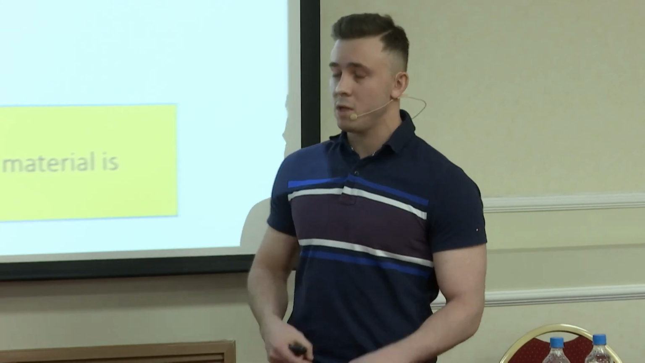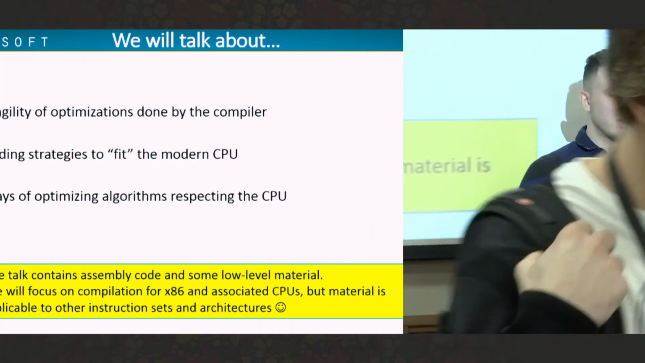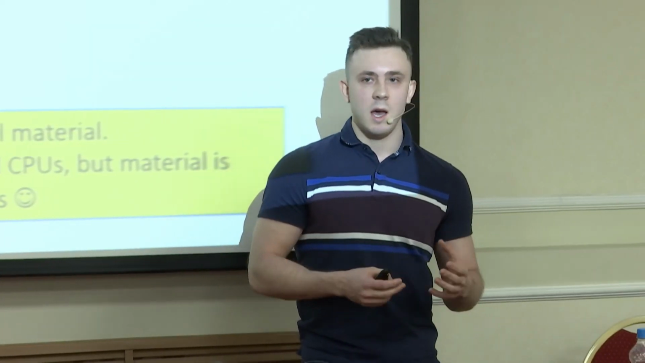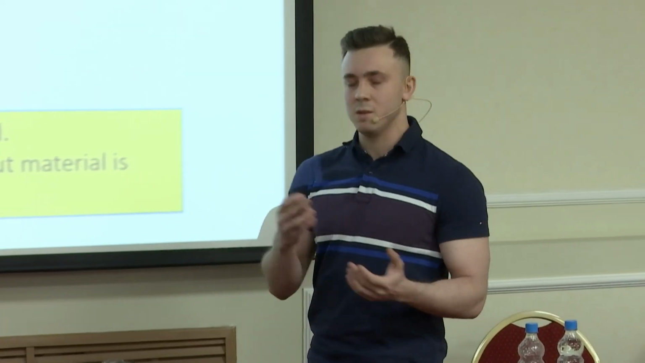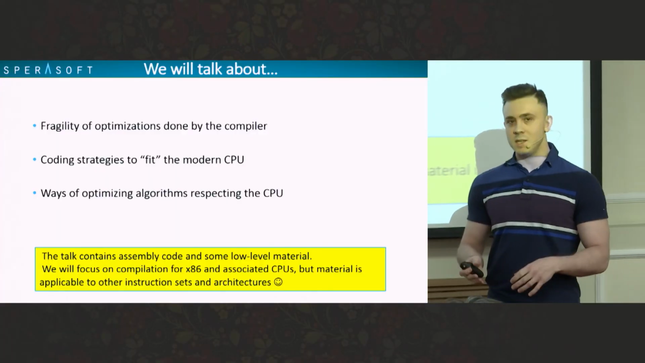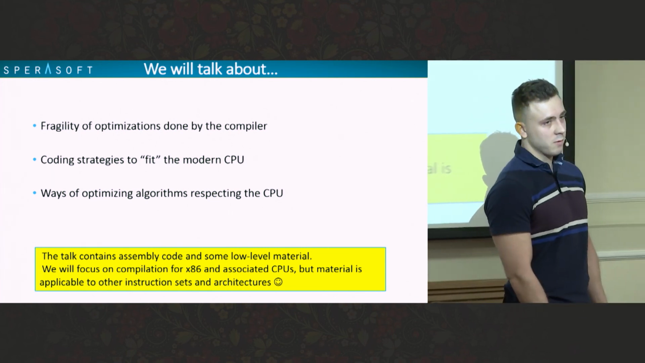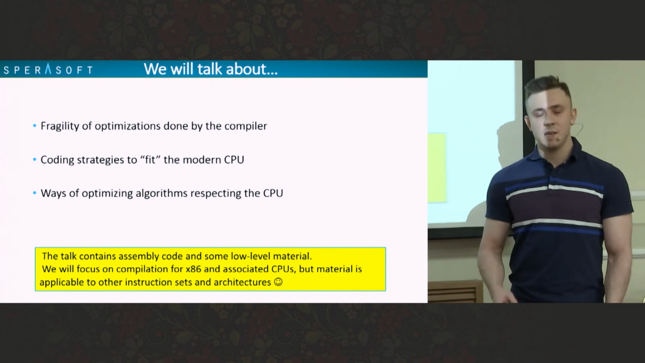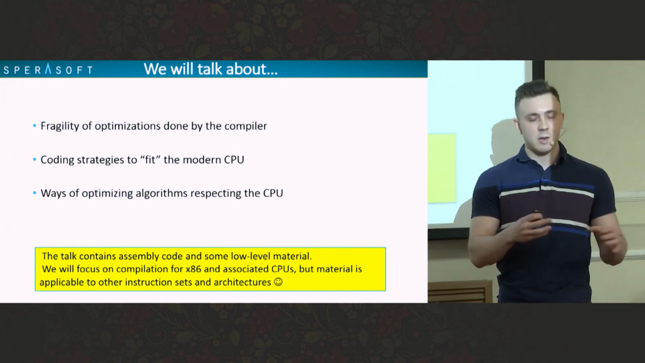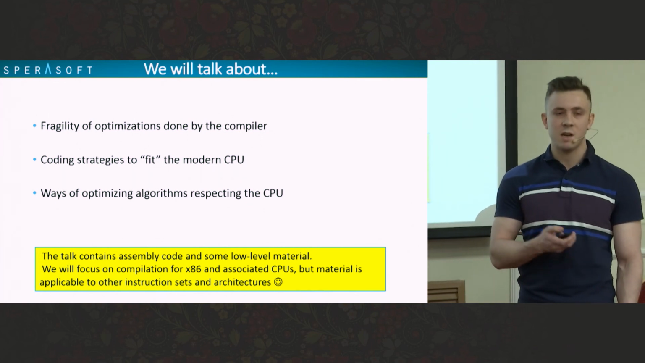And in this talk, we'll discuss the fragility of optimizations done by compilers, and also we'll look at some of the general ideas of how to write code which fits modern CPU microarchitecture, and ways of optimizing algorithms respecting modern CPUs. Small disclaimer: this talk contains some assembly code and low-level material, and we will focus on compilation for x86 and associated CPUs, but the general advice should be applicable to a wider range of instruction sets and architectures.